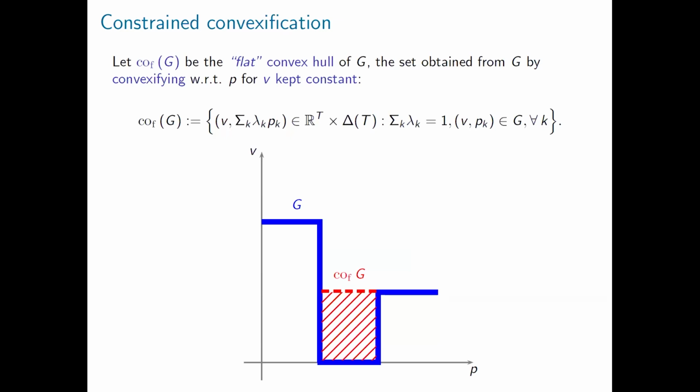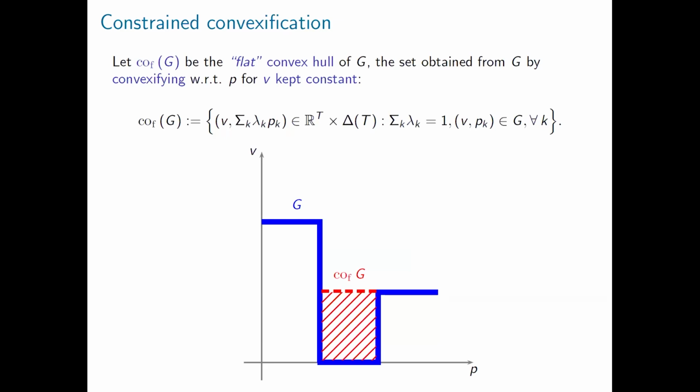So, example, G is the blue curve, which is here. It is in the V-P space. Obviously, G is not a convex set in this 2-dimensional space. And now let me take the flat convexification of that set. That is, I take the convex combination only in the horizontal dimension. So I add the red points and nothing more.